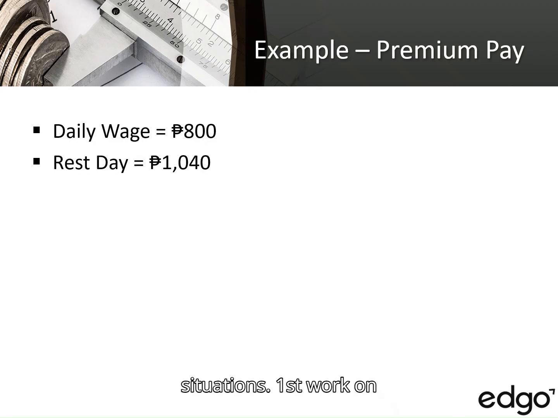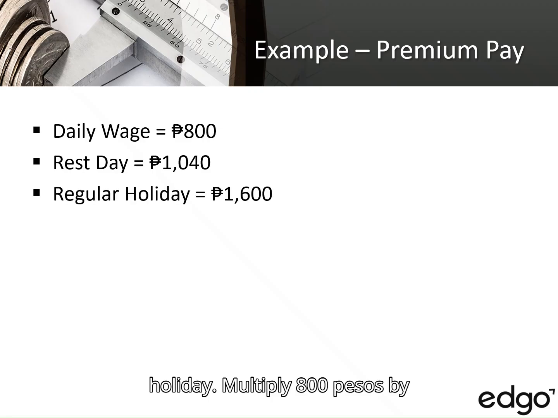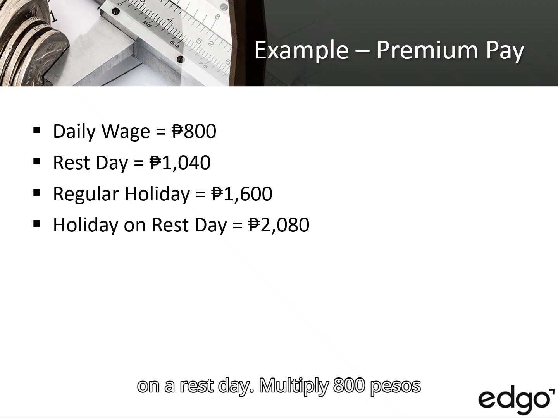First, work on a rest day. Multiply 800 pesos by 1.3. The resulting pay is 1,040 pesos. Second, work on a regular holiday. Multiply 800 pesos by 2. The resulting pay is 1,600 pesos. Third, work on a regular holiday that also falls on a rest day. Multiply 800 pesos by 2.6. The resulting pay is 2,080 pesos.